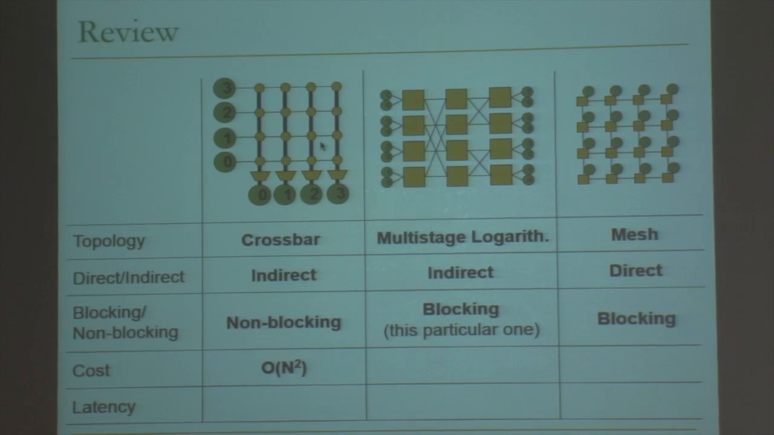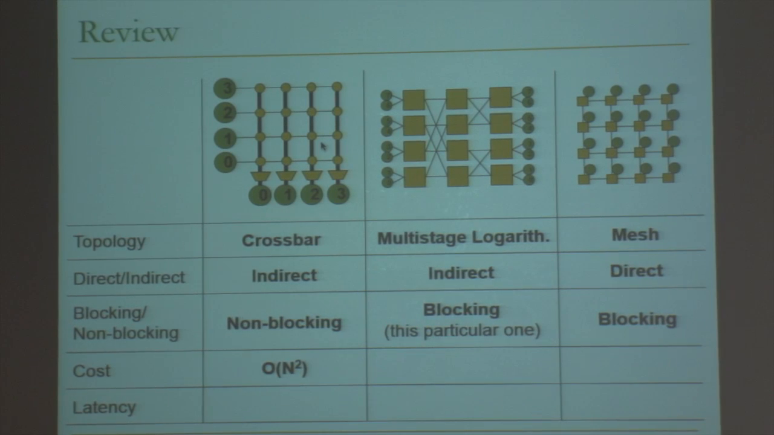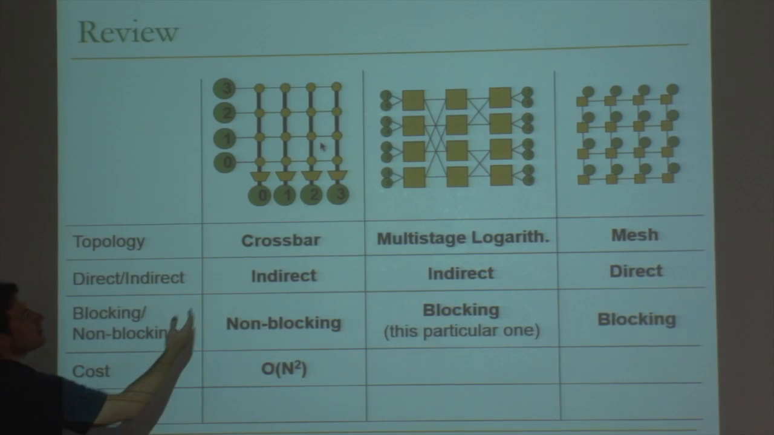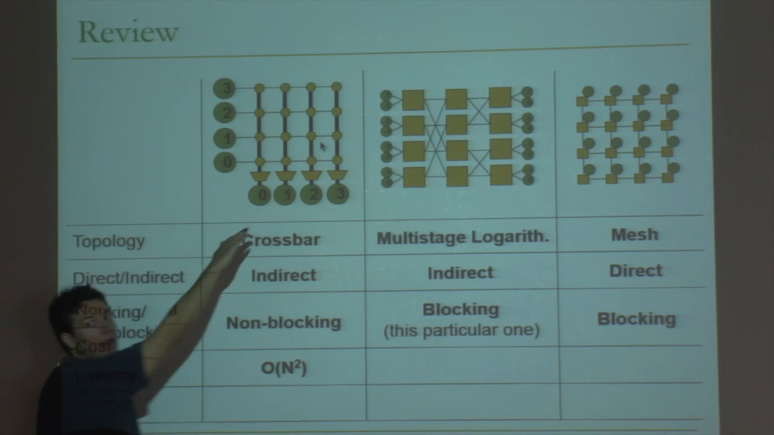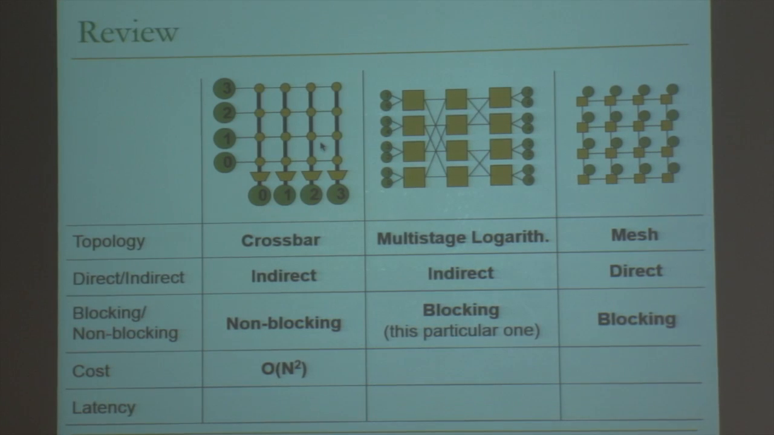So the cost of the crossbar is n squared, where n is the number of endpoints. So if I add one more endpoint, I need to have a new row and a new column of connections. So I'm paying n squared. What about the multi-stage logarithmic network? Can anyone give me just an estimate, a ballpark figure? So what do you think that the cost would be of adding n nodes in that network?